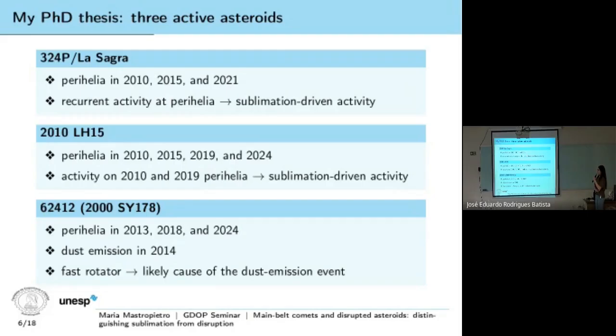For 62412 instead, the situation is a bit different. It had perihelia in 2013, 18, and 24. It showed dust emission only in 2014, and since it is a fast rotator, probably this was the cause of the activity.